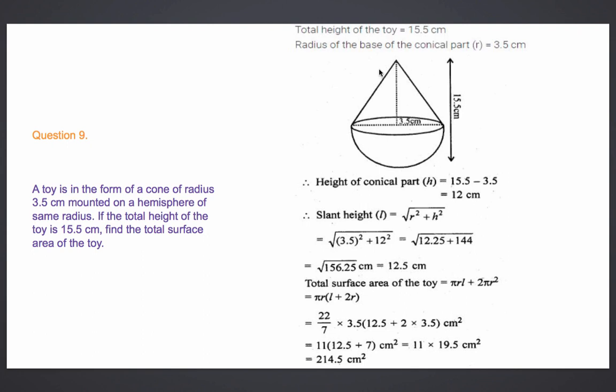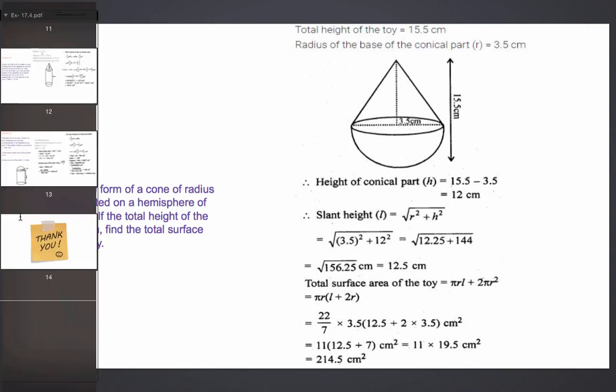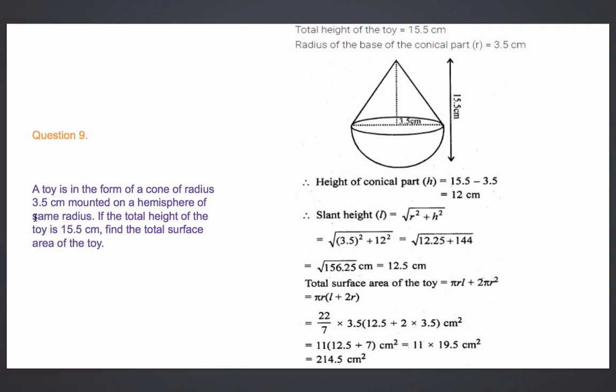Above that there is a cone. What we know is that the radius of the cone and that of the hemisphere are the same, as per the question, because it is given that they have the same radius. The cone is mounted on a hemisphere.